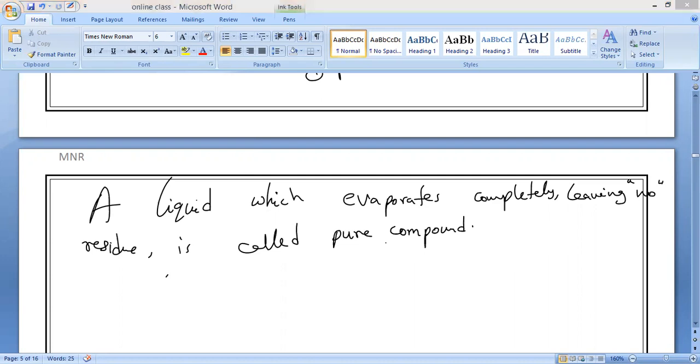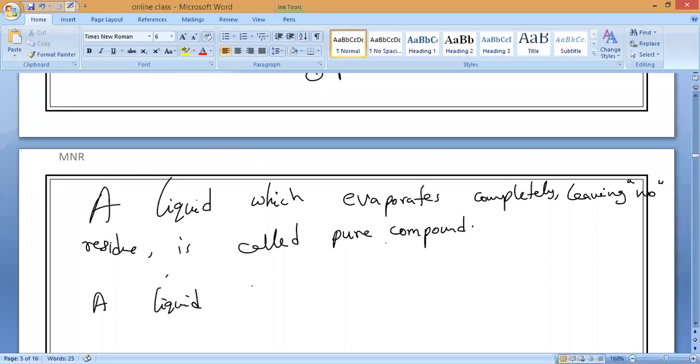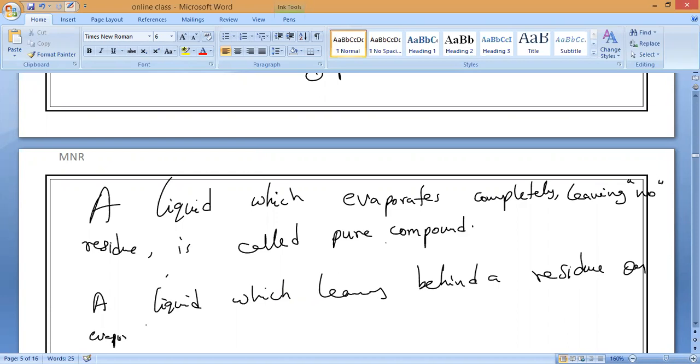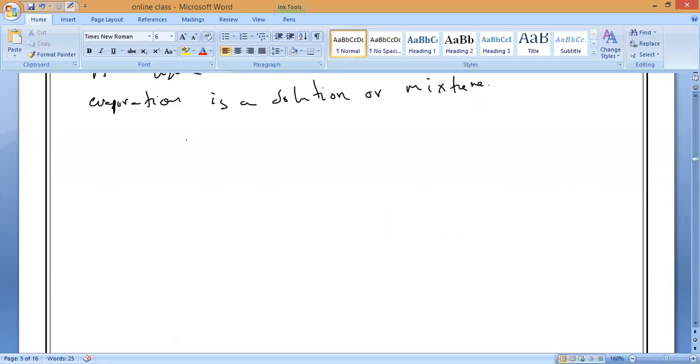A liquid which leaves behind a residue on evaporation, what do we call it? On evaporation, it is a solution or a mixture. So how can we prove it now? Observe, for example. I will take an example.